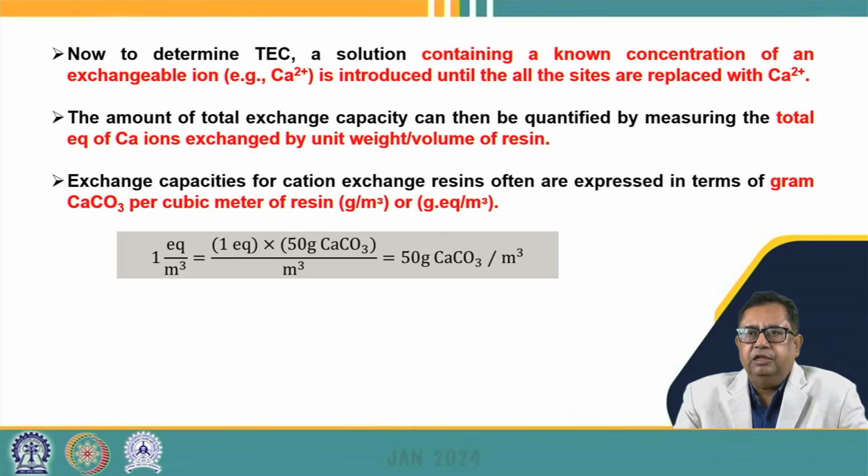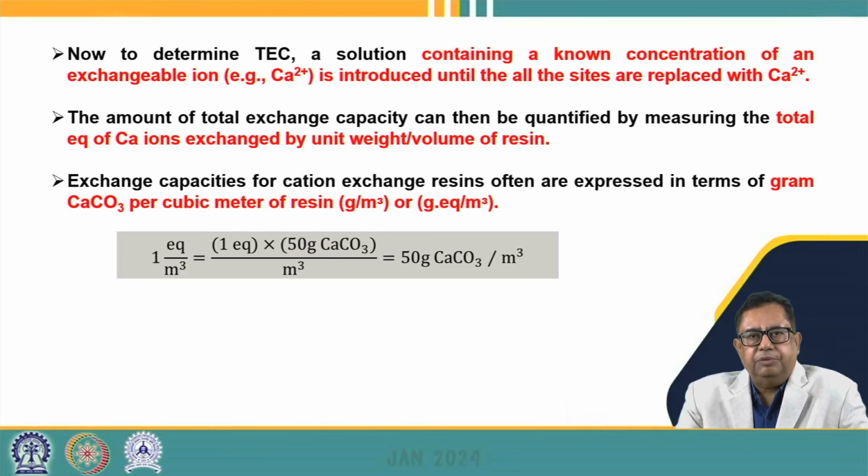So this means that the concentration of calcium being put onto the column is equal to the effluent concentration. At that point of time, we stop the operation and measure how many total equivalents of calcium ions were exchanged by the unit weight or unit volume of the resin. So this tells us about the total exchange capacity of the resins.